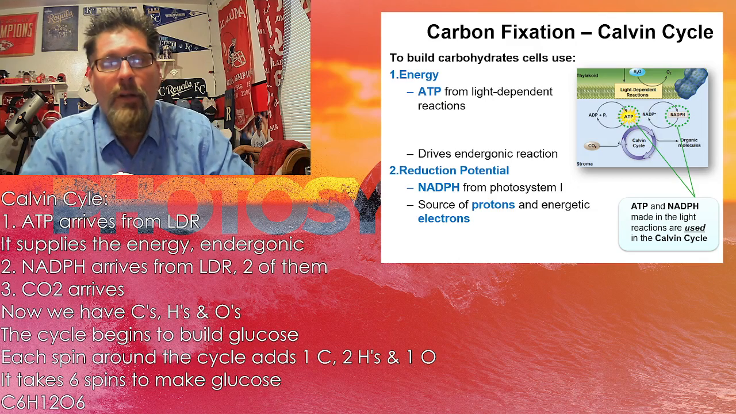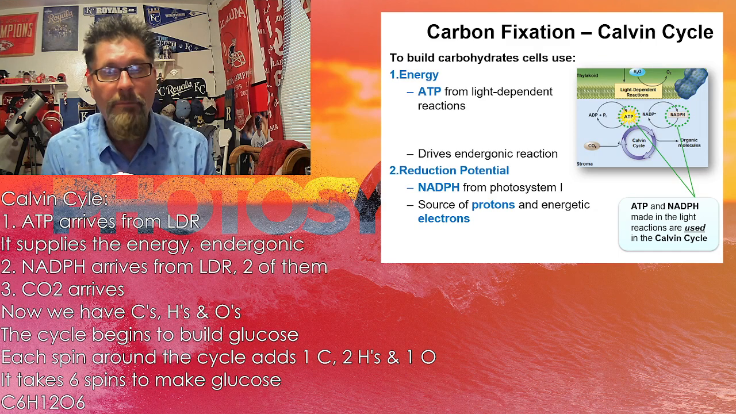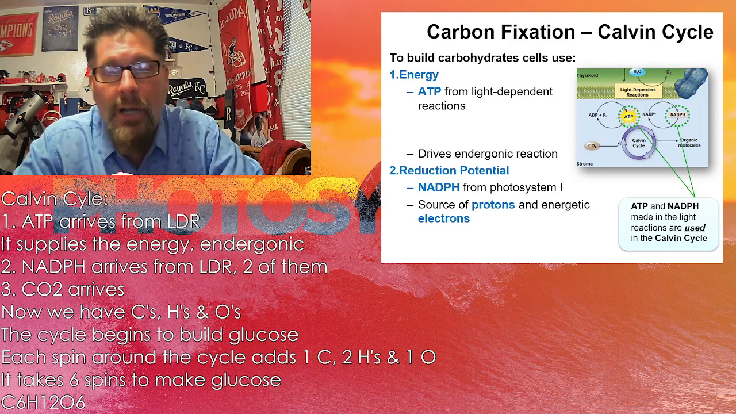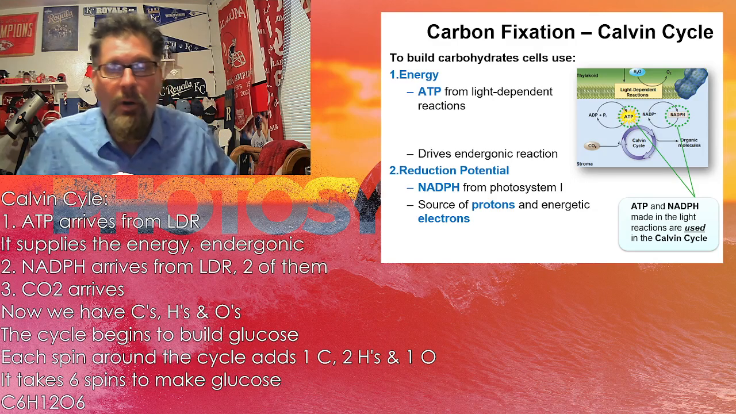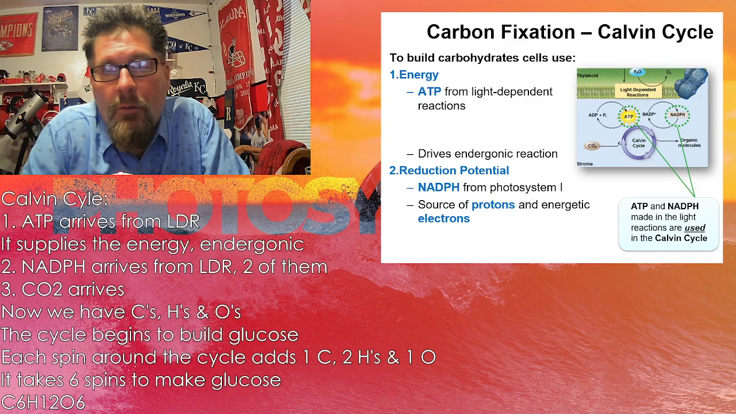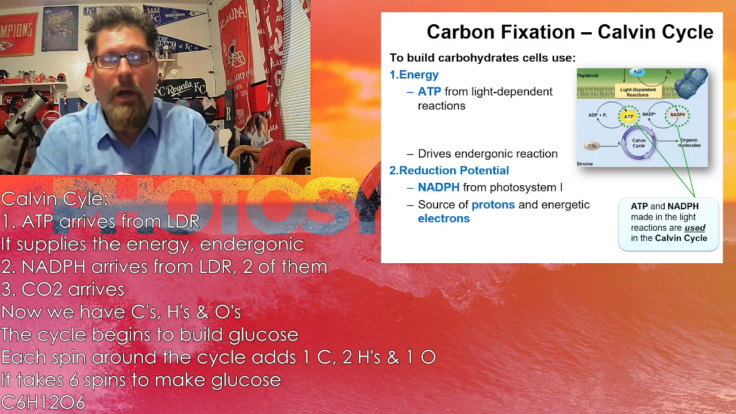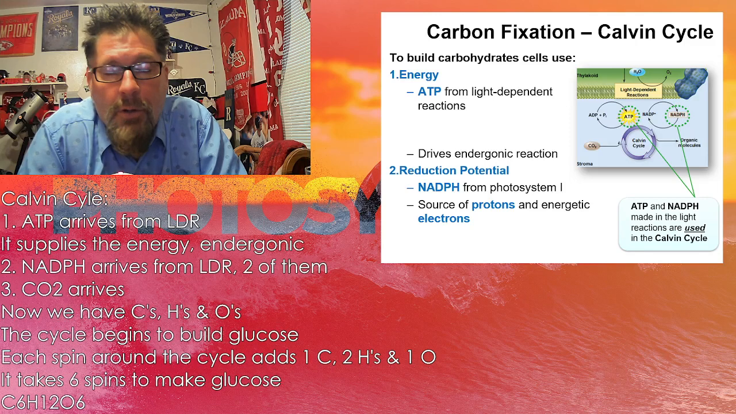Part 2, we want to think about the NADPH arriving from the LDR, and there are 2 of them for each cycle because we've got to get 12 H's, and so we just need 6 C's and 6 O's, but we've got to have 12 H's. So if we're going to bring 1 at a time for each cycle, then we're going to add 2 each cycle. We've got to have 2 of them arrive each time, and then the carbon dioxide arrives. That gives us the C's that we need, and the O's that we need, and the H's that we need. We begin to build that glucose molecule.